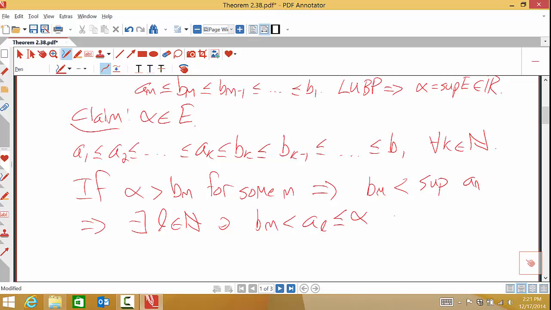Now this is clearly a contradiction. This contradicts this string of inequalities which we have written up here. All the a's have to be less than or equal to every single b. So that definitely cannot happen.